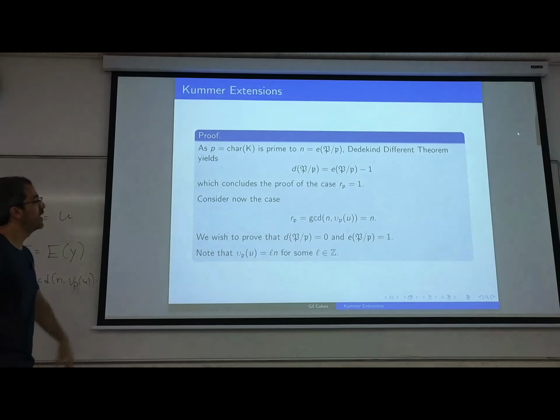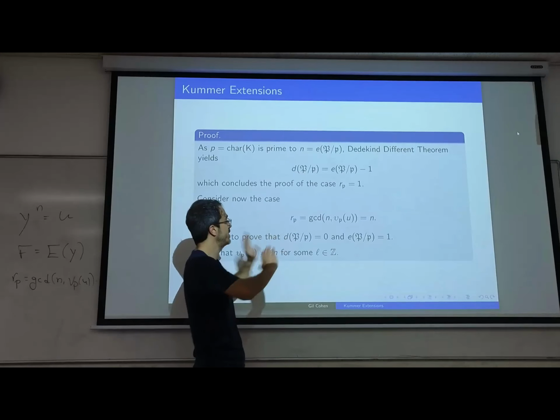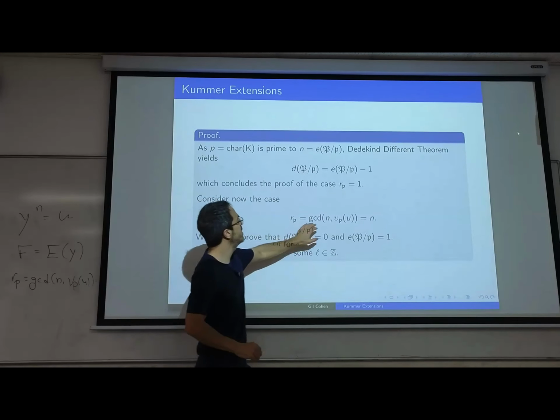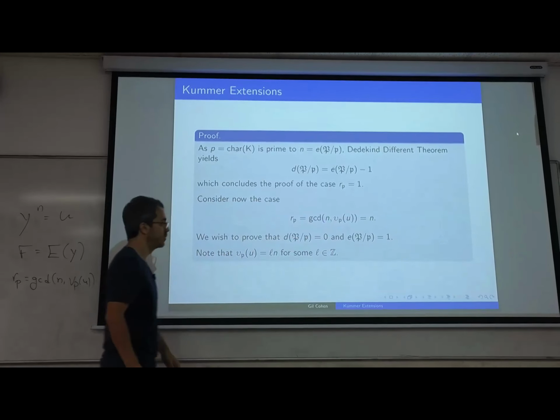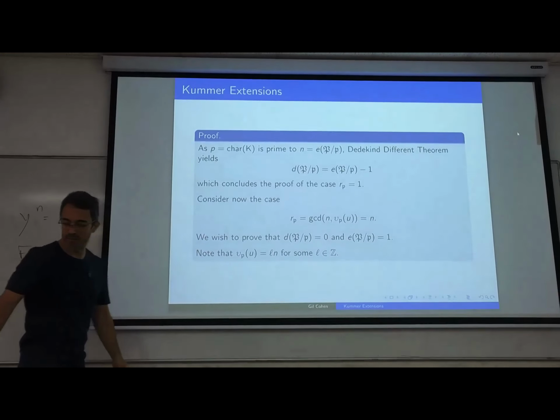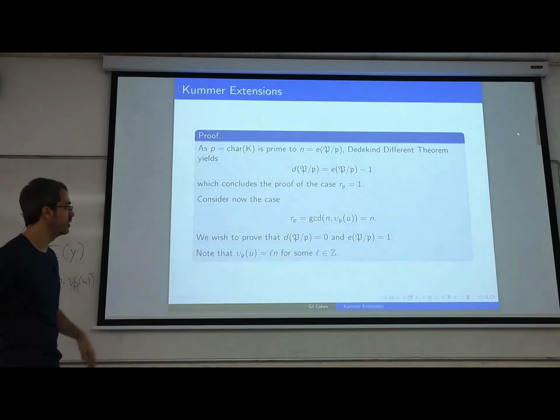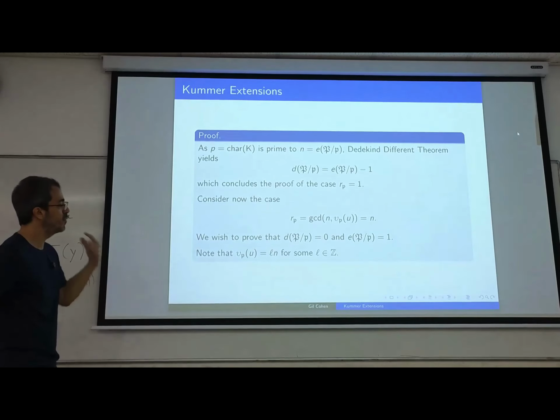So again, there are many possible ways things can happen, but these are the two extremes. Let's say that RP is the GCD of n and VP of U, and this is n. It's maximally possible. In this case, I'm going backwards: if this is n and this is n, I want to prove that this is 1 and this is 0. That's my goal, that's what's written here. I want to prove that the different exponent is 1 and the ramification index 0 and 1.